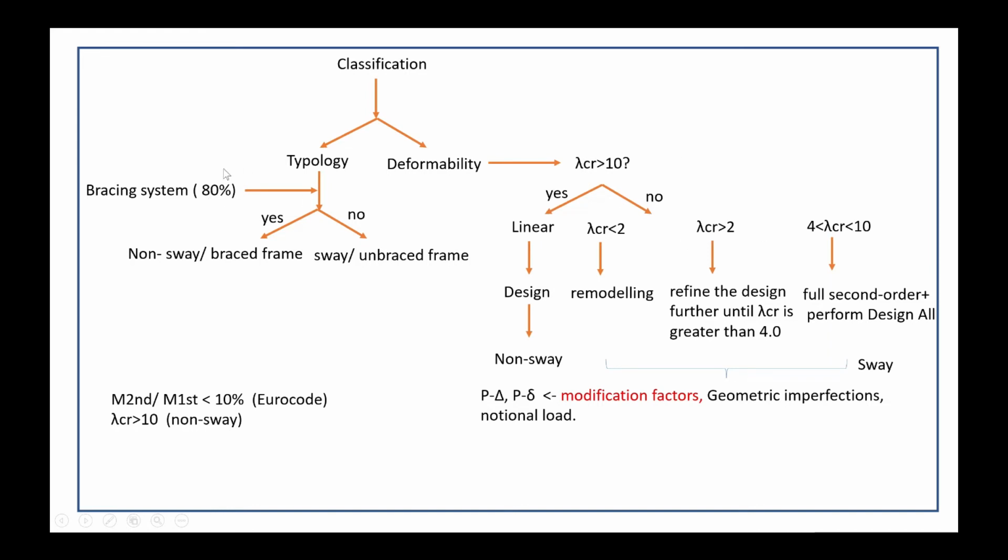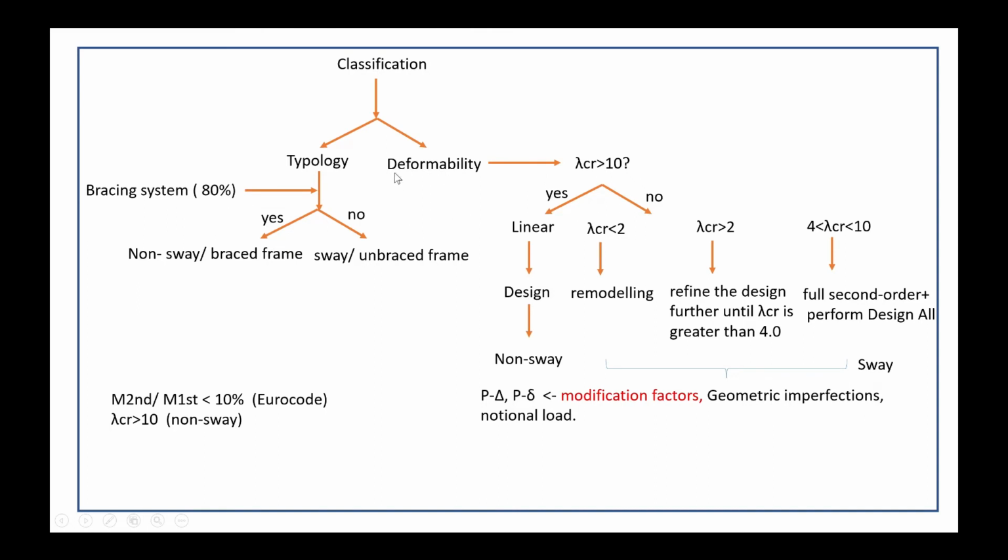For the concept of 80%, I don't know if the whole structure can be received, or whether the bracing system can receive 80% of the horizontal force. It is really hard. For the typology, you can classify it into braced or unbraced according to the presence of core wall, shear wall, or bracing system. Check the bracing system to make sure it can receive at least 80% of the horizontal force.